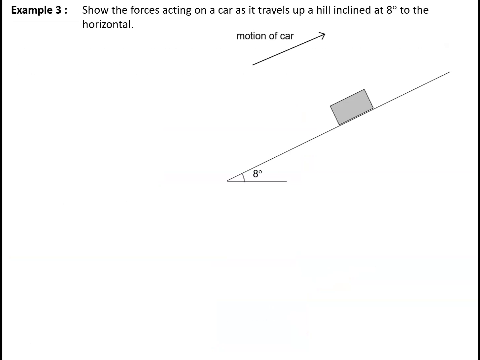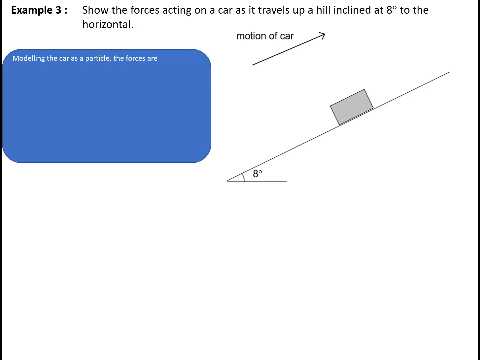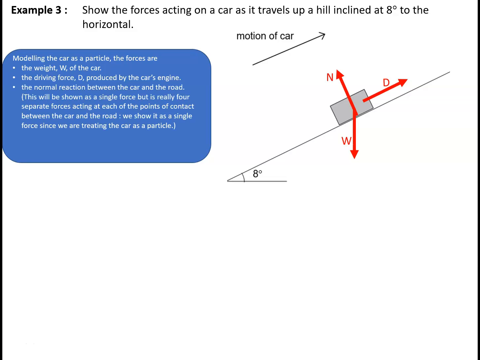If we've got a car travelling up a hill inclined at 8 degrees to the horizontal, then we're going to model the car as a particle. Then the forces that we've got acting are the weight of the car, the driving force produced by the car's engine, and the normal reaction of the plane on the car.